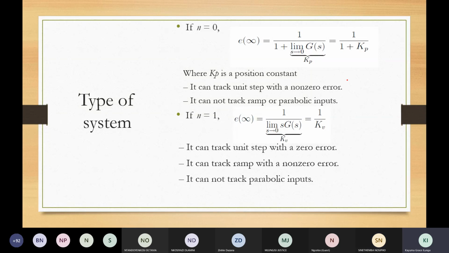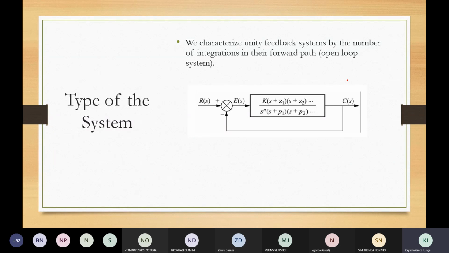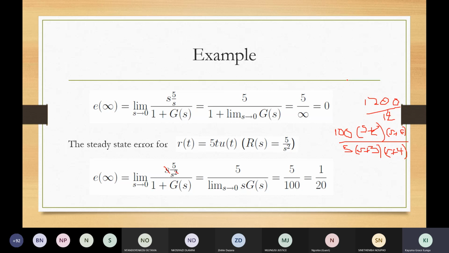Let me try to go a little bit back, because this is going to help you to understand. Okay. You remember this example, right?